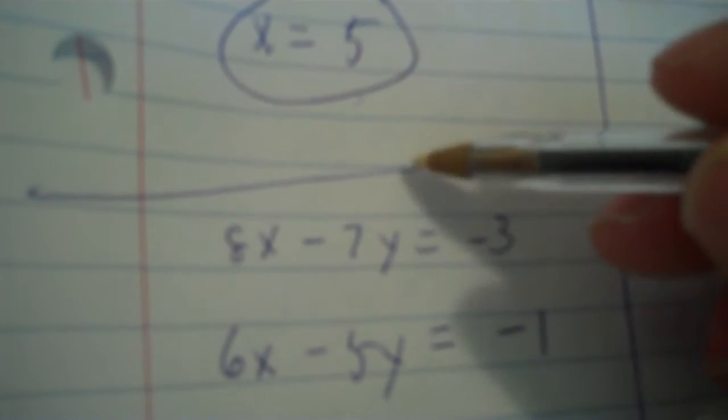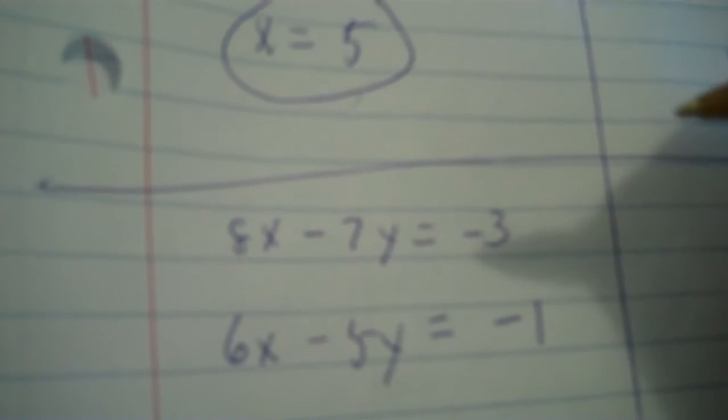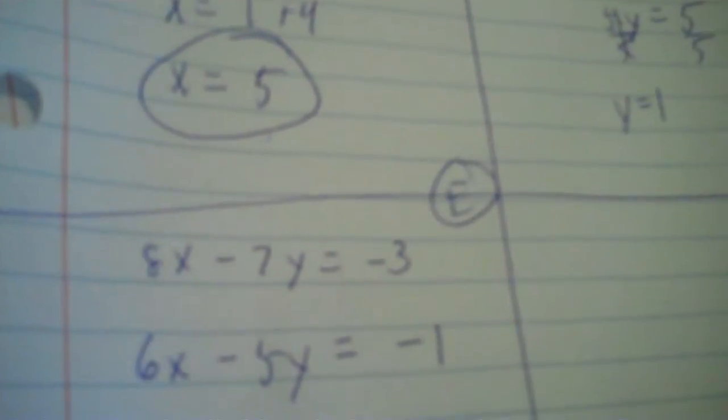Okay, next problem, 8x minus 7y equals negative 3, and then we have 6x minus 5y equals negative 1. So do you see a base variable? If you made a wall on that side, would you have an x or a y by itself? No, you wouldn't. You wouldn't here either. So we're not going to use the base substitution method. We're going to use the elimination method.